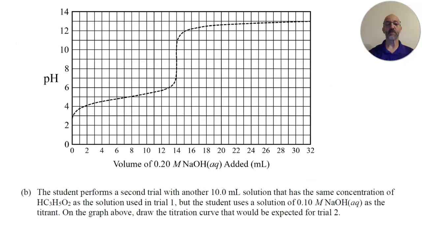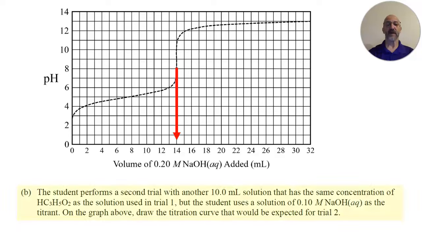So it says the student performs a second trial with another 10 milliliters solution that has the same concentration of propanoic acid as the solution used in trial 1. But the student uses a solution of not 0.2 but 0.10 molar sodium hydroxide. So they're reducing the concentration of the sodium hydroxide in the burette from 0.2 molar to 0.1 molar. And on the graph above, we have to draw the titration curve that would be expected for trial 2.